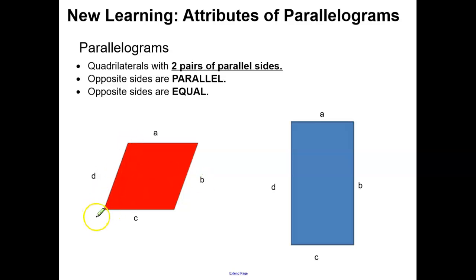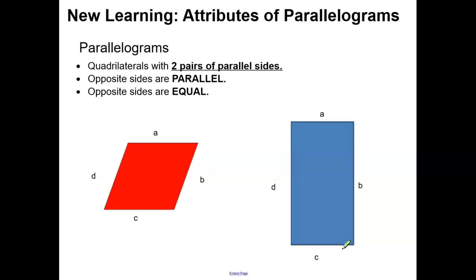Excellent, D is parallel. Look, they are always staying the same distance apart. Well, let's look at this rectangle. Which side is parallel to A? Exactly, C is parallel because it's going the exact same direction and it would always stay the same distance apart.